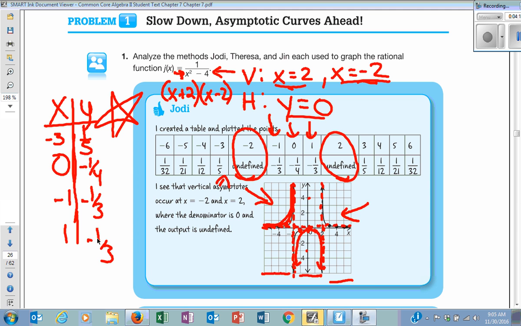And then last, she needed to find this piece, and so what she did is she picked a number bigger than 2, and so she picked a 3. And if you notice, watch what happens. When she picks 3, 3 squared is 9. 9 minus 4 is 5. She got 1/5 again. Notice this guy right here and this guy right here are the same.